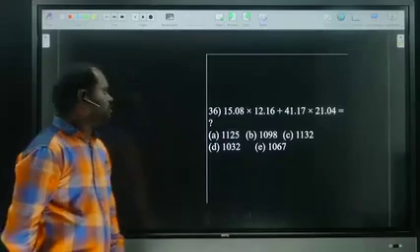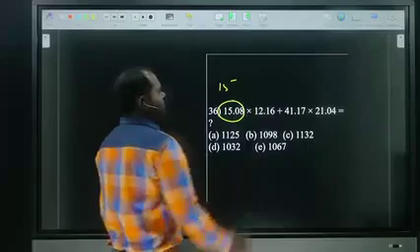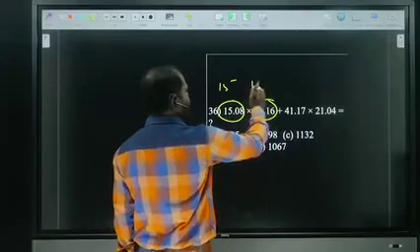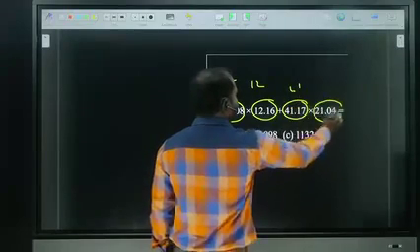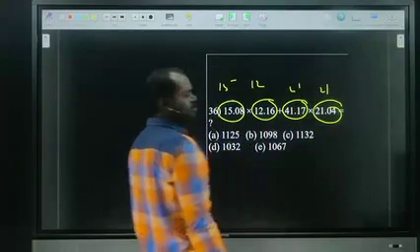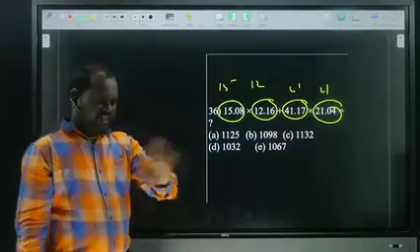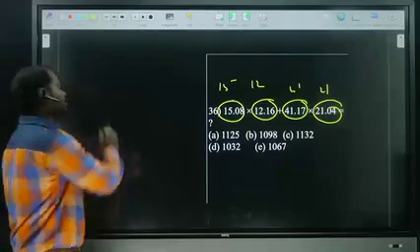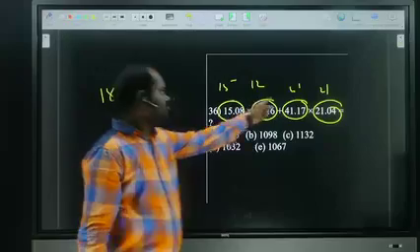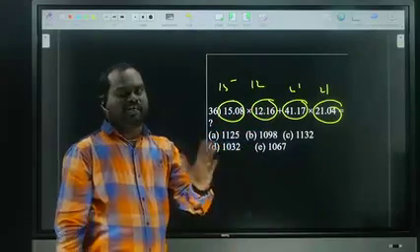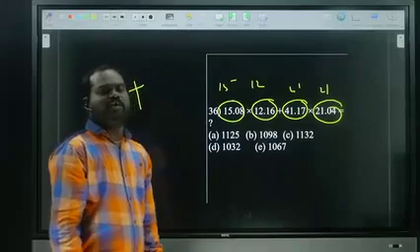So we can round off. 15.08 we can take as 15. 12.16 we can take as 12. 41.17 we can take as 41. 21.04 we can take as 21. Now what will happen for 15 into 12? 15 into 12 is 180. Plus 41 into 21: 41 times 20 is 820, plus one more 41, that is 861.